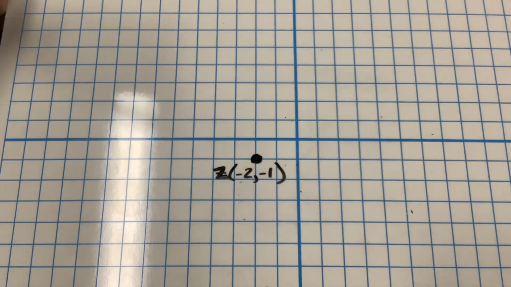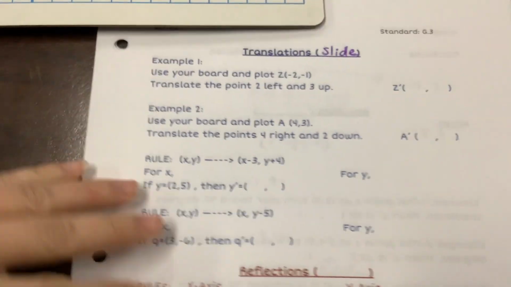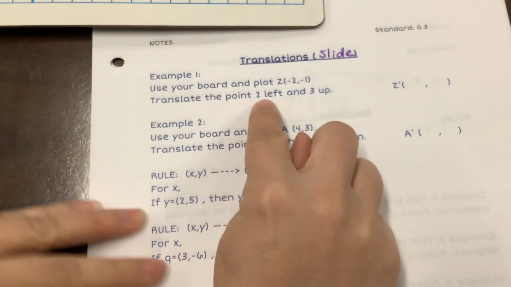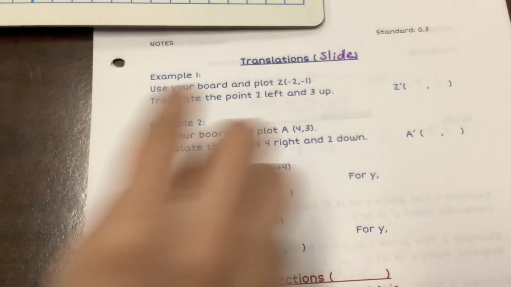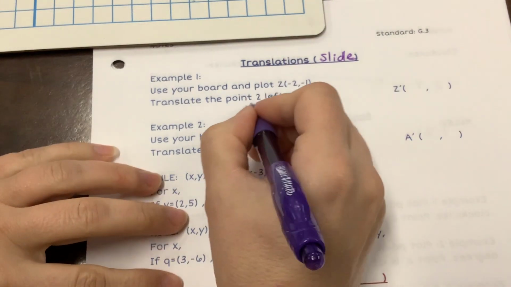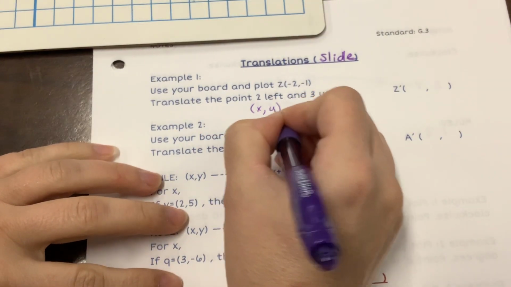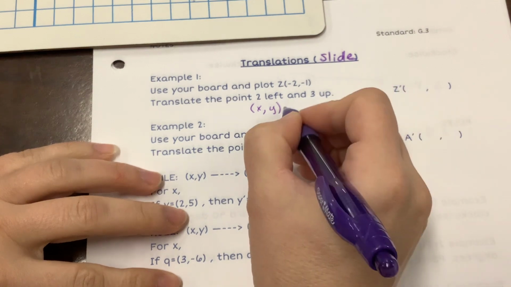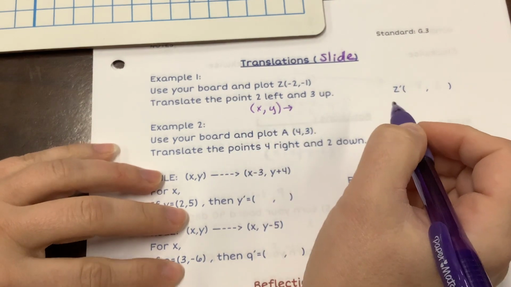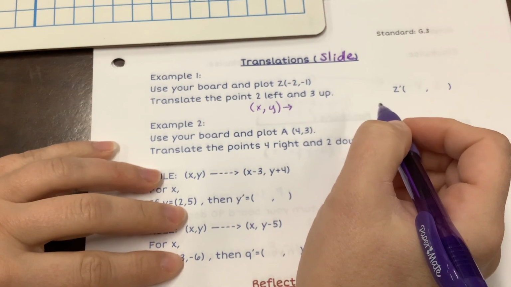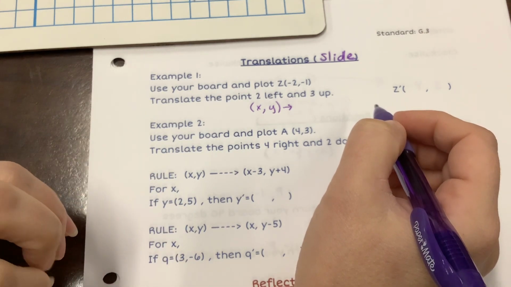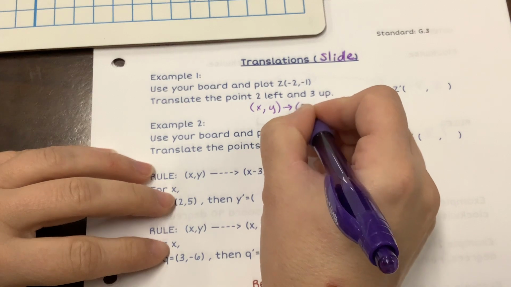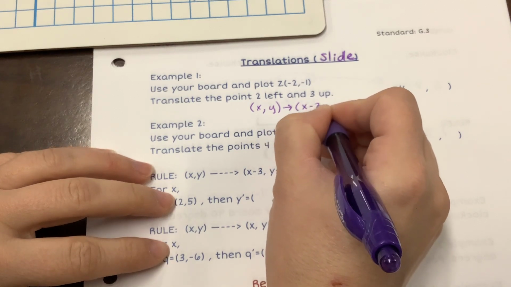Then it says in our notes, translate the point 2 to the left and 3 up. Okay, so what that means, take your X and your Y, write this down. And if I'm moving to the left, is that addition or subtraction? If I move to the left on a number line, it's subtraction. So take the X value and subtract 2.